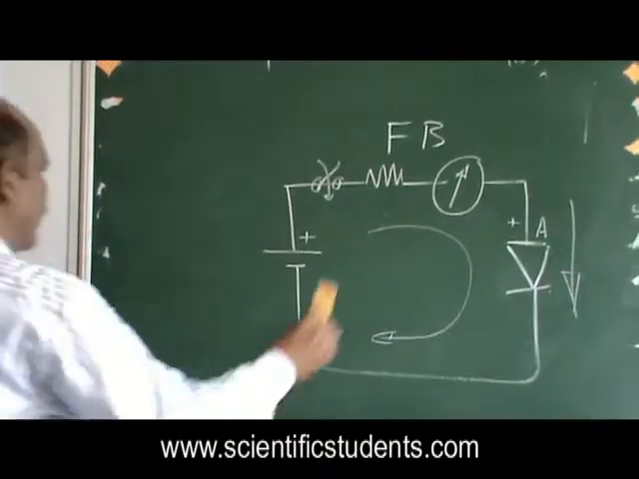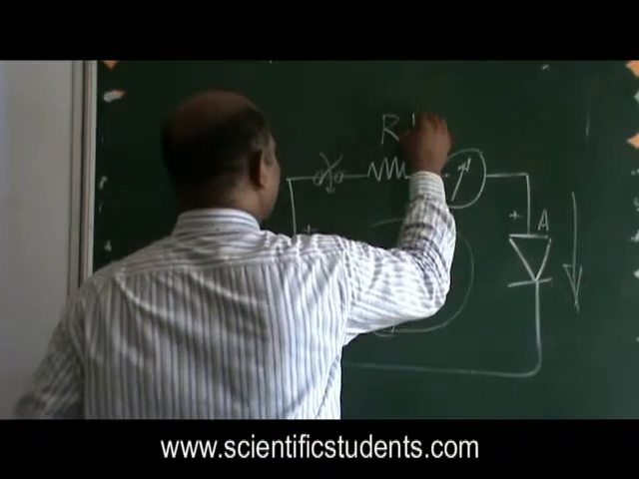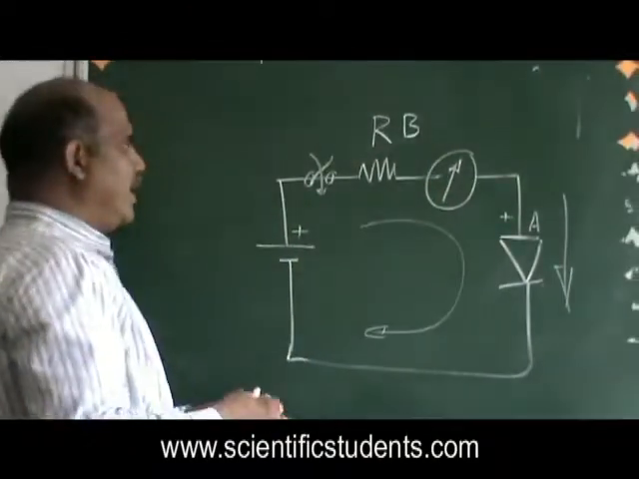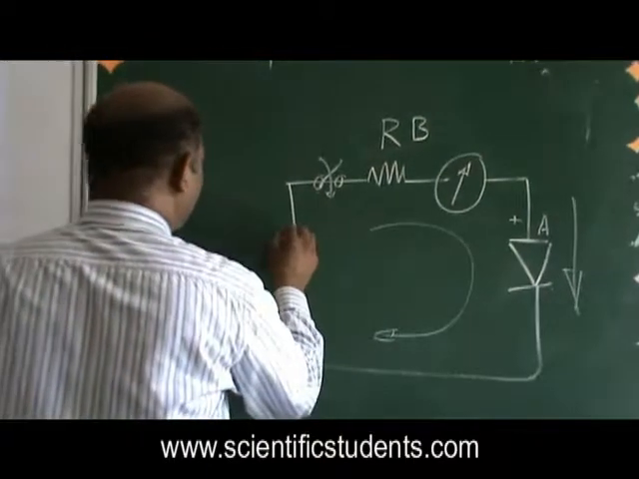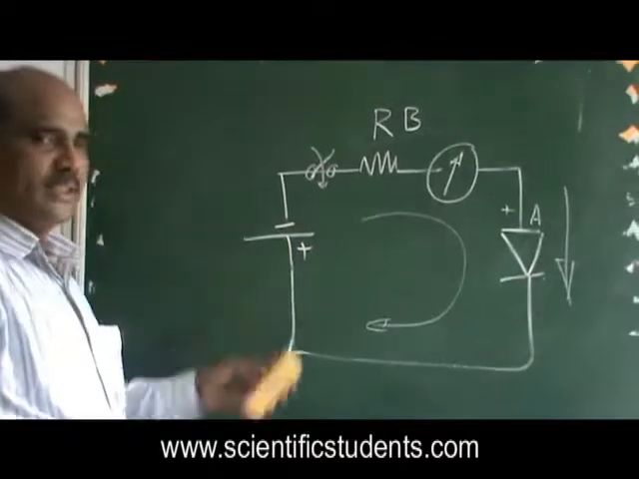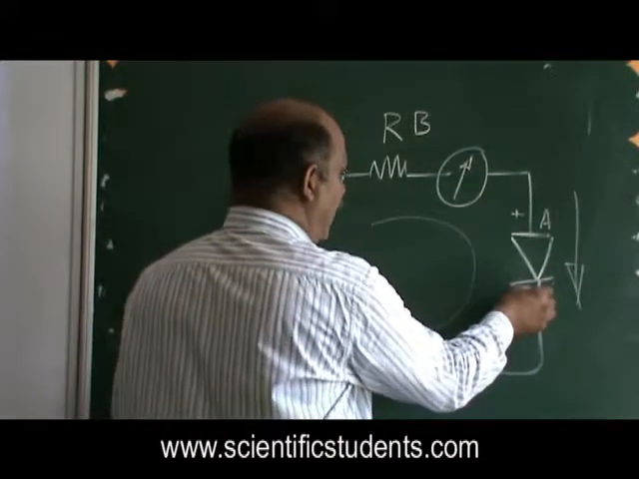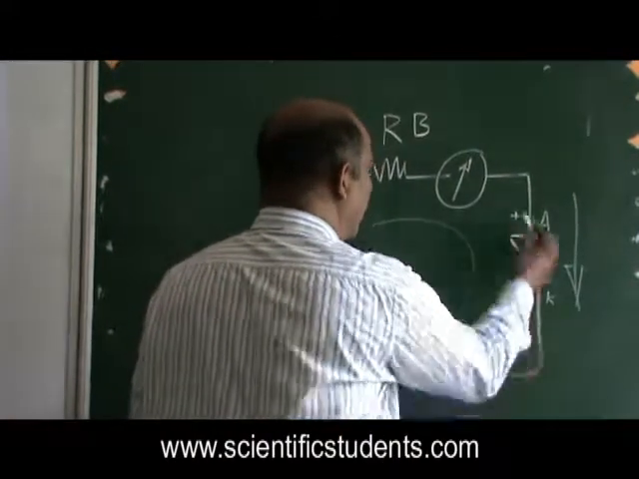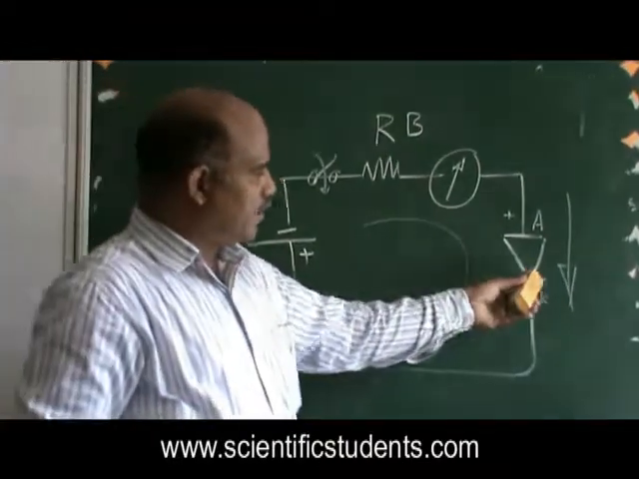But in reverse bias, what happens is very important. It's a good question also. What exactly is reverse bias? Nothing but very simple. We just reverse the battery. The positive will come here, and because it's the cathode, it will not allow current in the diode. Why? Because what mechanism takes place here?